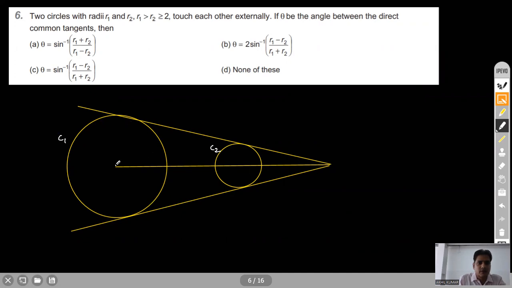So if you see, this is the radius, this will be 90 degree, and this is given to be r1. And suppose this is our second circle's radius, this is given to be R2. So R1 is greater than R2, no? Yeah, so we are drawing in the same way. R1 is greater than R2, and theta is the angle between the direct common tangents. So basically this line joining C1, C2 will pass through the point of intersection of both these direct common tangents. So suppose I am taking this point as Q, right? So as per question, this angle is theta, the angle between both the direct common tangents.